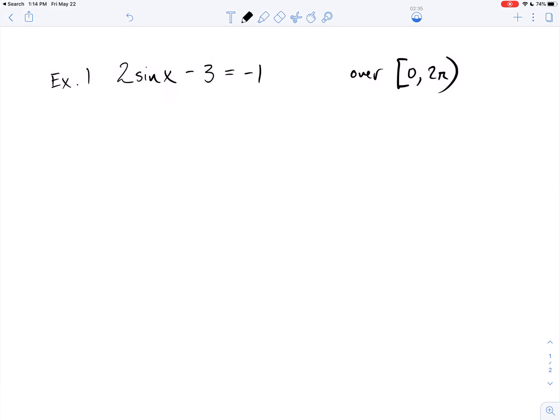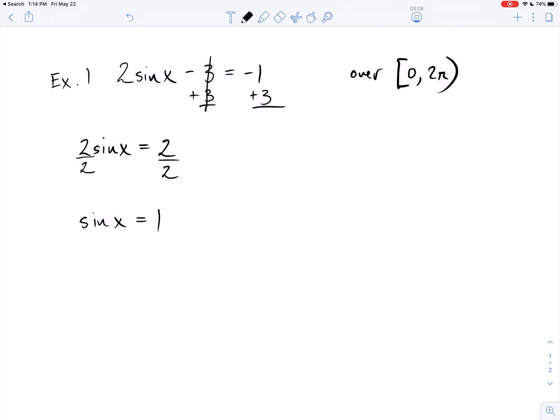So I'm going to get that arrow out of my way because what I want to do right now is add 3 to both sides. And if I do that, that's going to cancel out. I get 2 sine x equals, on the other side, 2. And then if I divide both sides by 2, I will have the statement I want to work with. It says sine x equals 1.